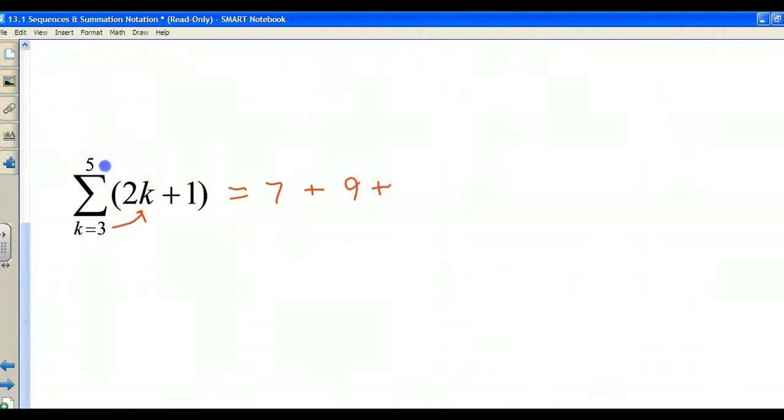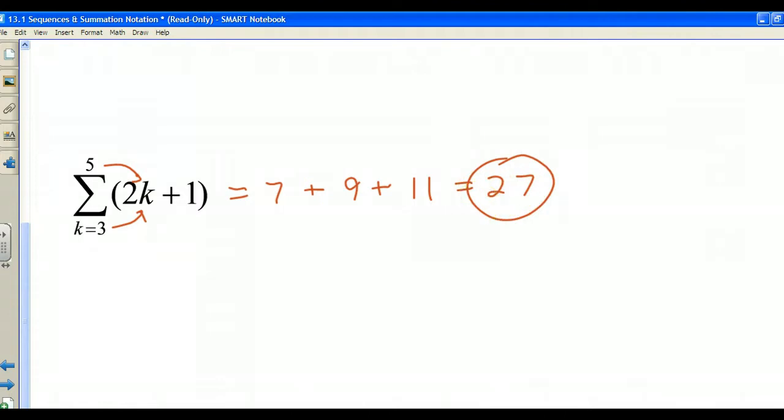Plus the last integer I'm going to plug in. There's only 3 terms in this particular sequence. 3, 4, 5. And so I stop counting at 5. 2 times 5 is 10, plus 1 is 11. And I get 27. And so that is the sum of that particular sequence.